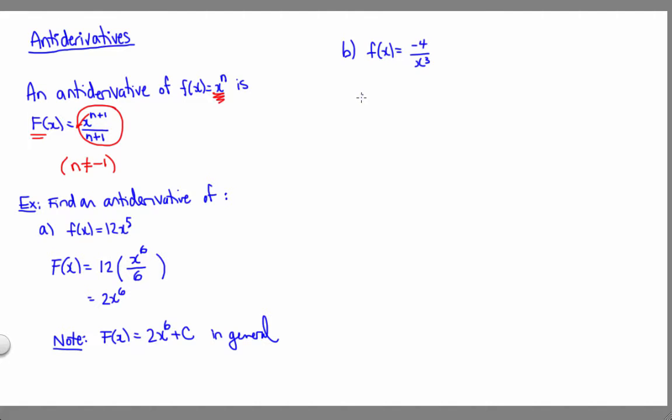Part B, let's find an antiderivative of negative 4 over x cubed. First thing we could do here is rewrite our function. If we like, we could think of that as negative 4x to the negative 3. For the antiderivative, we're going to leave the negative 4 out in front. The exponent is going to increase, and if we're talking about a negative exponent, that exponent is going to become less negative. So it's going to become x to the negative 2, and then we'll be dividing that by negative 2. So overall, we've got 2x to the negative 2 will be one choice of an antiderivative for negative 4 over x cubed.